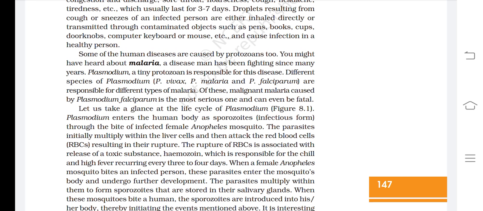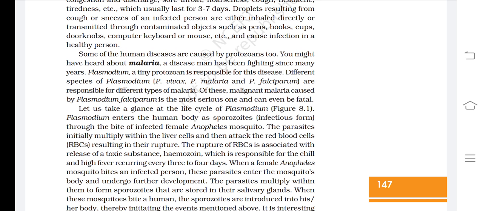Let us take a glance at the life cycle of Plasmodium. Plasmodium enters the human body as sporozoites, the infectious form, through the bite of an infected female Anopheles mosquito. The parasite initially multiplies within the liver cells and then attacks the red blood cells, resulting in their rupture. The rupture of RBCs is associated with the release of a toxic substance, hemozoin, which is responsible for the chill and high fever recurring every 3 to 4 days.